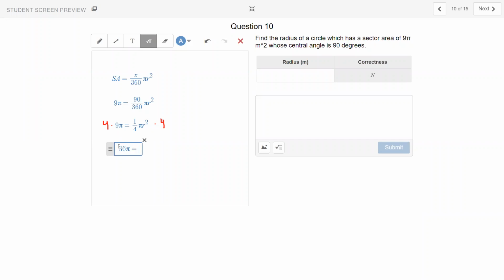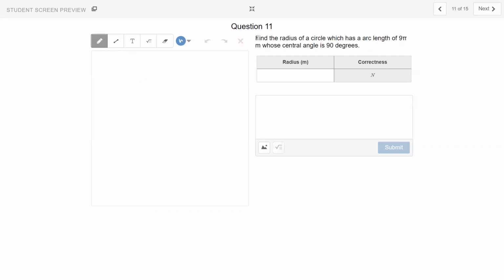equals pi r squared. All right, and we're going to divide both sides by pi now. When you divide both sides by pi, it cancels out, and you're left with 36 equals r squared. You take the square root of both sides, and you get 6 equals r. So hopefully our answer is 6 for the radius, and it is.